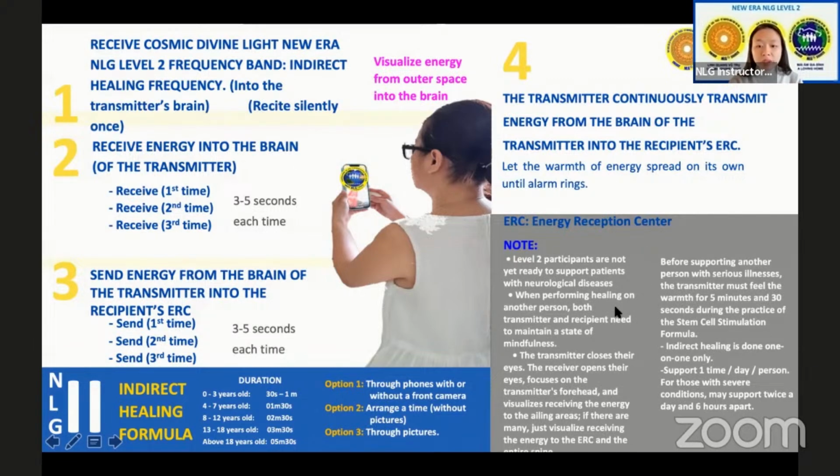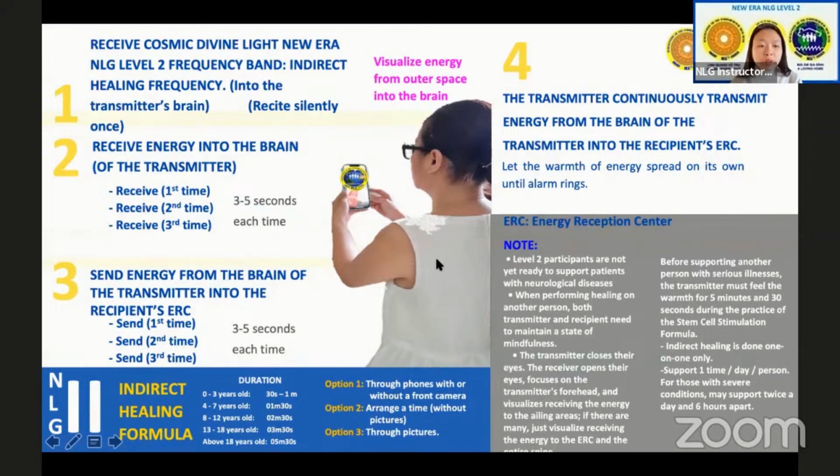The only difference here is when you practice indirect healing, the transmitter will close their eyes, and the recipient will open their eyes, focus on the transmitter's forehead, and visualize receiving the energy to the ailing areas. If there are many, just focus on receiving energy to the ERC and the entire spine. Okay, so that's the only difference.